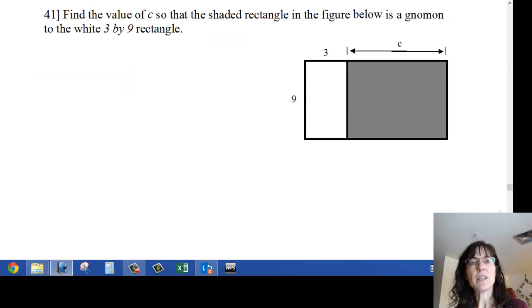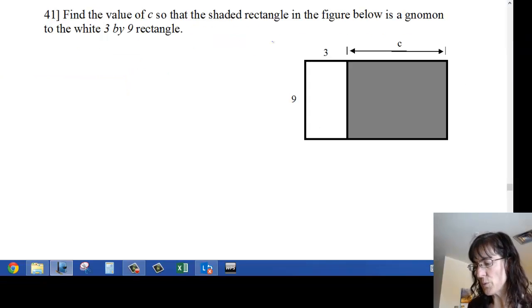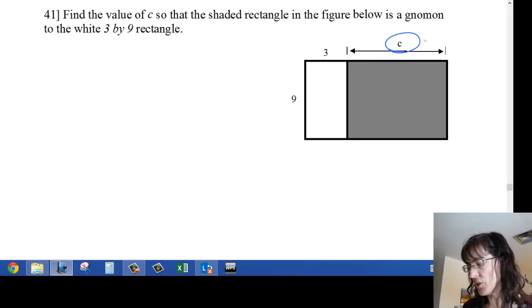Let's have a look at some rectangles. So we're starting with a rectangle, and it is a 3 by 9 rectangle, and I want to find the value for C so that when I add on this little piece that's shaded, it will become a gnomon to the original. Maybe you just call this R, and maybe we'll call this G because it's supposed to be our gnomon. So we have our R and we have our G, and we want to know how long the side of G has to be so that when it's attached to R, we get a similar rectangle.